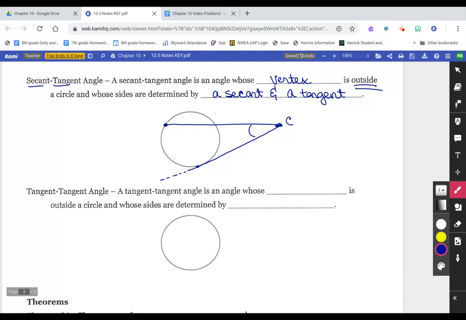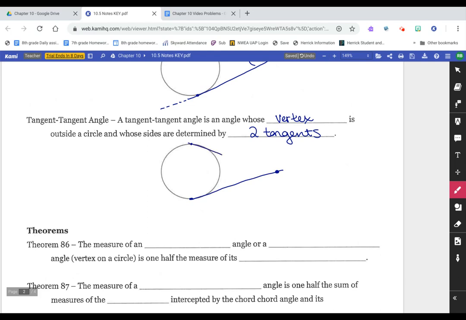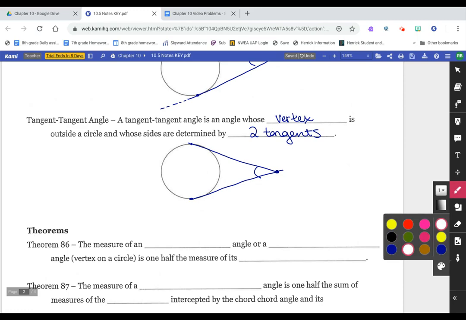And finally, for the different angles, we have the last one, which is a tangent-tangent angle. And that is an angle whose vertex is outside the circle and whose sides are determined by two tangents. So if I put a point here, let's put a point of contact here and here. That and right there, and the angle would be right there. That would be a tangent-tangent angle.